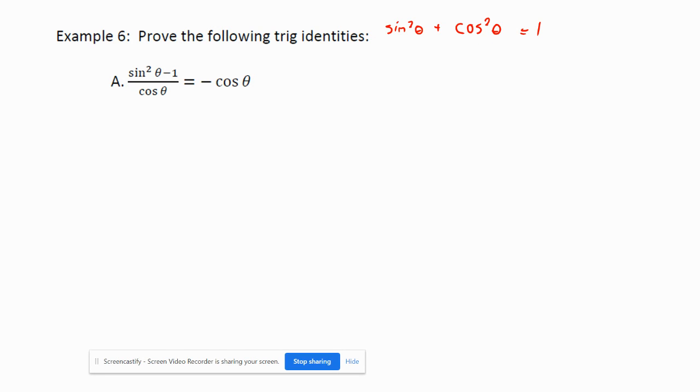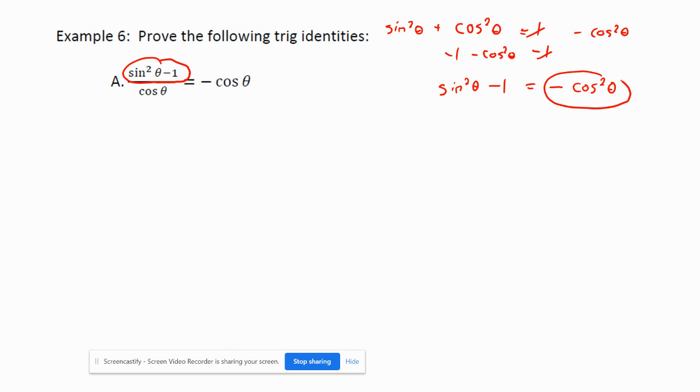If I want sine squared minus 1, how do I get there? Well, if I just subtract 1 from both sides, and then subtract cos squared from both sides, we get sine squared minus 1 equals negative cosine squared. So manipulating the Pythagorean identity, we're now going to make this substitution: sine squared minus 1 is being replaced by negative cosine squared.